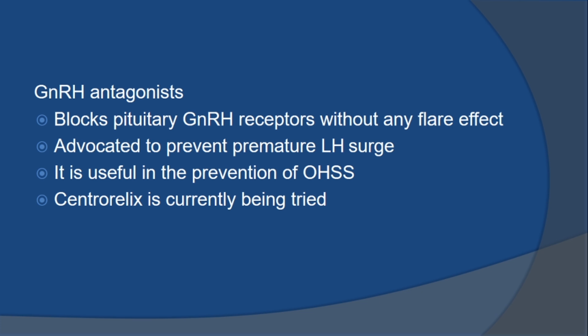The antagonist blocks the gonadotropin-releasing hormone receptor without any flare effect, and in the antagonist protocol, it is advocated to prevent premature LH surge. It is useful in the prevention of OHSS. In fact, when you use antagonists, hardly will you get OHSS. But when you are using antagonists, you must use agonists to trigger the ovulation instead of using HCG. Cetrorelix is an example of antagonist.